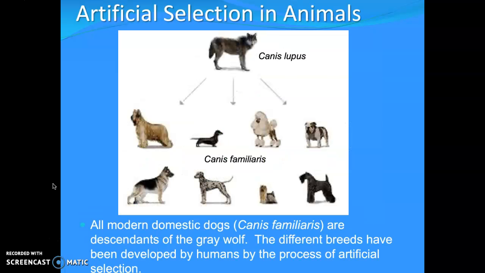If we look at dogs, we have a lot of different types of dogs, but they all descended from a certain species of wolf. If we look at different types, we have the Dachshund, poodles, Dalmatians, German Shepherds. What breeders did was select for certain things that they wanted in that dog. For example, Dachshunds were originally bred to be hunting dogs, and they were long and skinny so that they could dive into the burrows and go after prey.